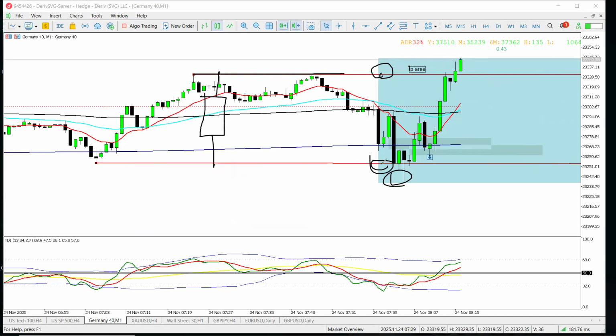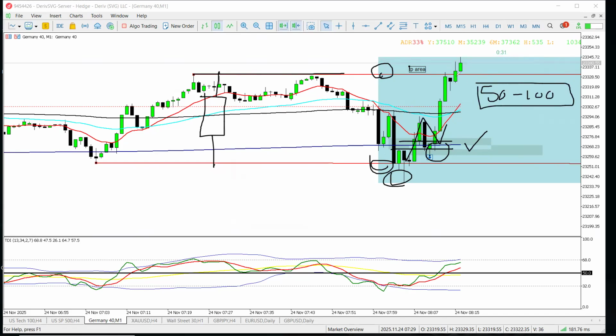So with that in mind, and after getting the liquidity sweep, the next thing I'm looking for is the pattern. Once I see the pattern, execution, 50 to 100 points is perfect for a good setup in my books.